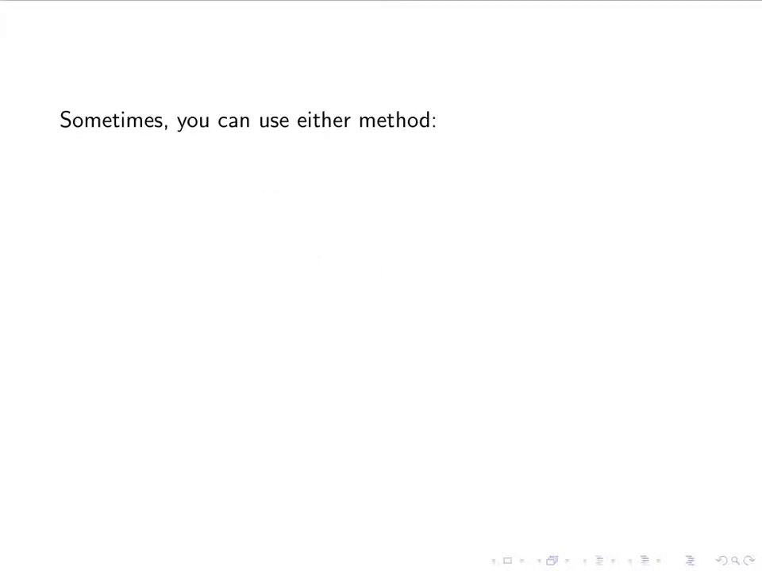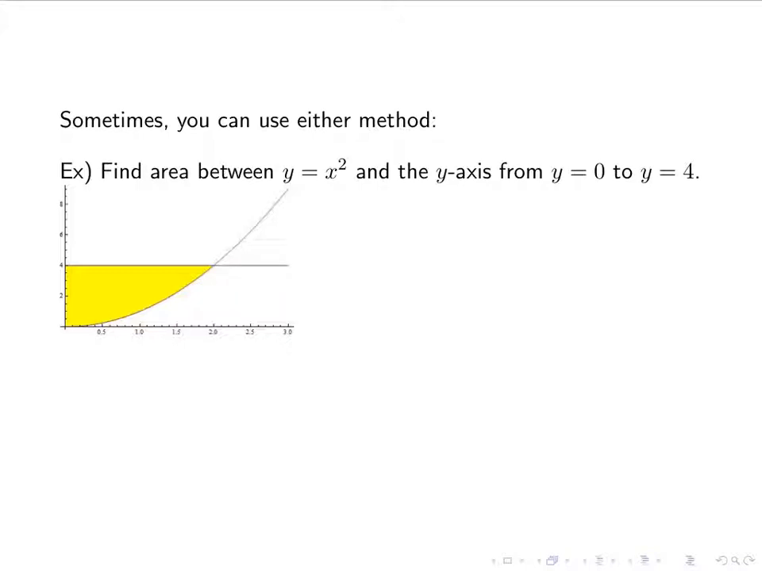Sometimes you can actually do either method. So find the area between y equals x squared and the y-axis from y equals 0 to y equals 4. The fact that they're giving you the y values here is probably a good hint that you might want to do it in terms of y, but this one you can actually do either way. So we'll do it both ways.